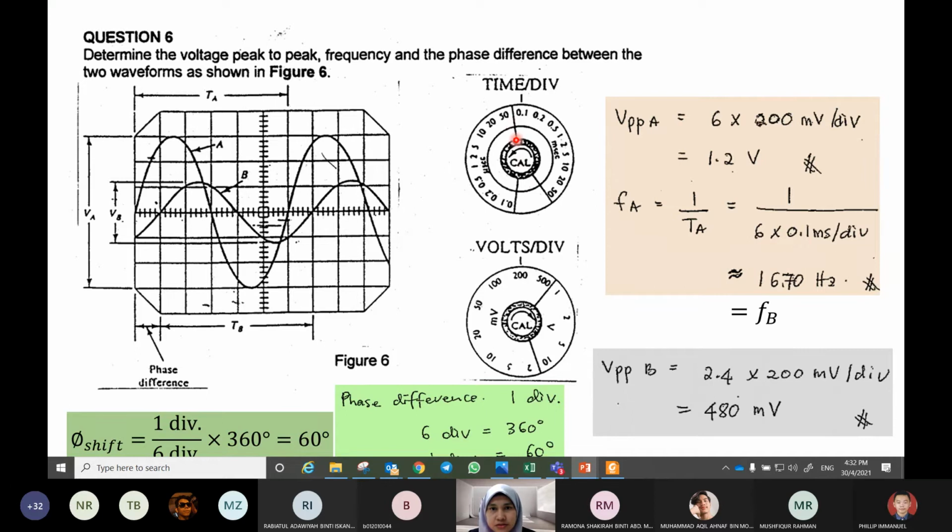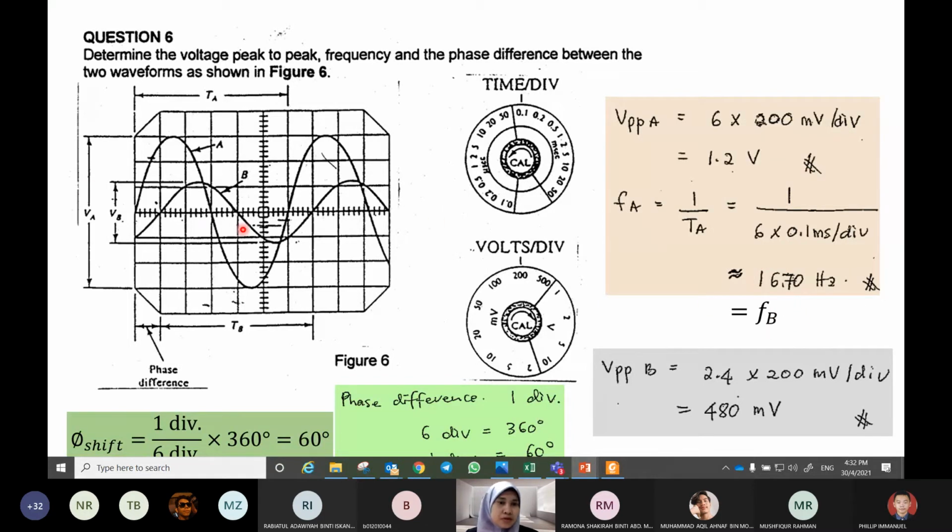It is 0.1 millisecond. Sorry, millisecond, not micro. So this is the period. Frequency is equal to 1/T. So we get 16.7 hertz.